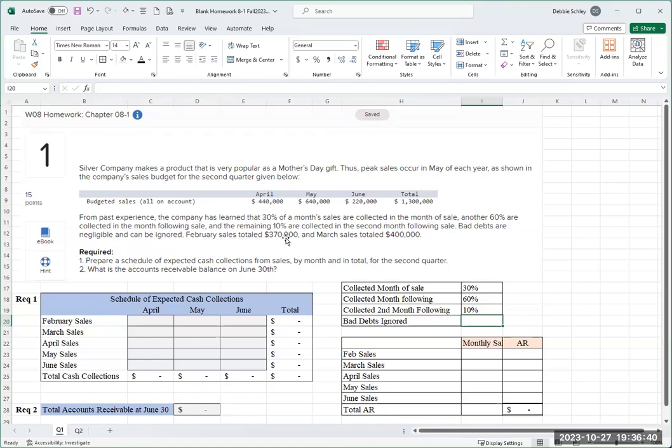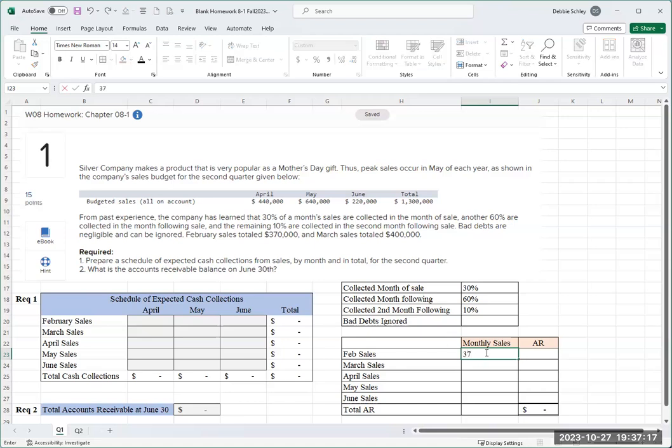February sales totaled $37,000. So I'm going to note that down because from February's $37,000, they collected already in February 30%. And then in March, they already collected 60%. But in April, there's still going to be 10% for us to collect. So I'm going to note down the total here so I can reference it later.